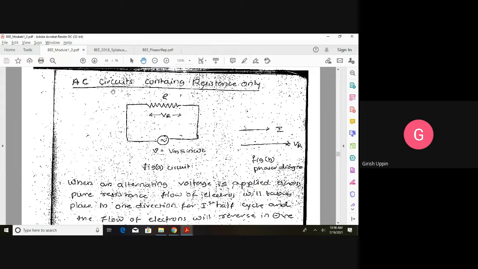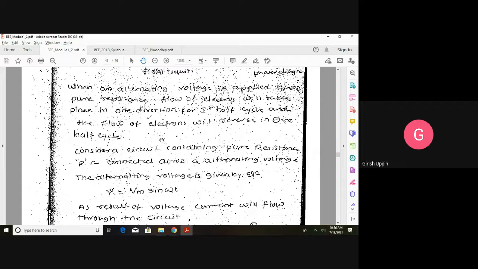So with that understanding, we will see the AC circuits containing resistance, inductance, capacitance, RL combination, RC combination, RLC combination. We have a resistive circuit, to which we have applied an alternating voltage, that is V is equal to Vm sin omega t. It will result in a current I. We will find out what is the current I, and it will cause a voltage drop of VR across the resistor R.